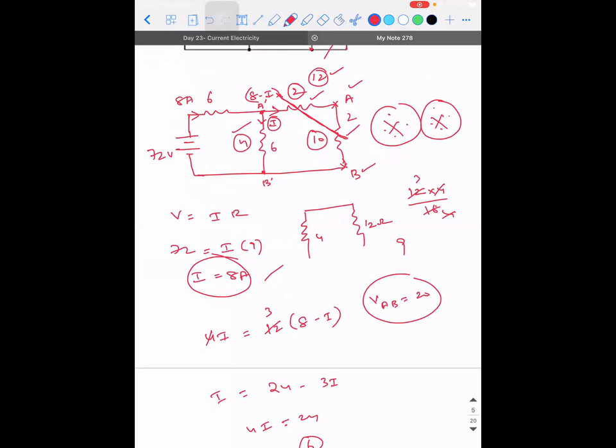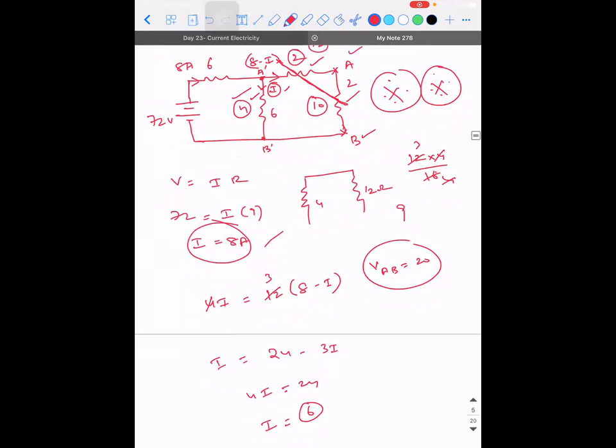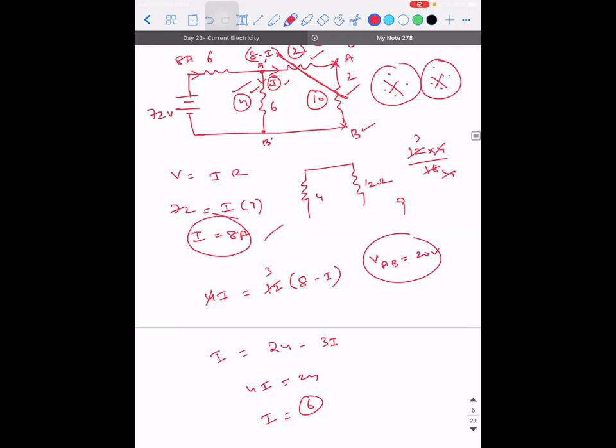Correct? I went fast. Is there any point you want me to repeat? What I am saying is 4 into I is the same as 12 into 8 minus I, like I did something similar to how we solve the problem based on shunt resistance in a galvanometer. So VAB is equal to 20 volt. So 20 volt is the potential difference existing across AB.